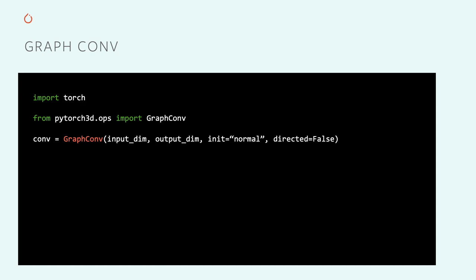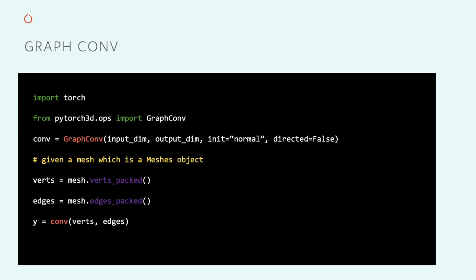The GraphConv class is available in the Ops module of PyTorch3D. This can be initialized using the input and output dimensions, as well as the method of initialization for the weights tensors, and whether the graph is assumed to be directed or undirected. The GraphConv function is then called with the verts and edges of the mesh.